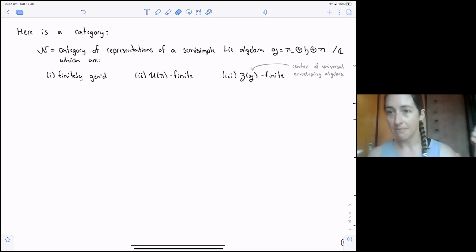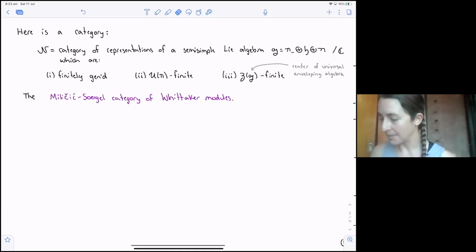If I take some vector in the representation and look at the orbit under U(n), I want that to be finite dimensional, even though the representation itself is probably infinite dimensional. Then I impose one more finiteness condition: I ask that my representations are locally finite for the action of the center of the universal enveloping algebra as well. This category is sometimes called the Miličić-Soergel category of Whittaker modules because it was introduced by Miličić and Soergel in the 90s.